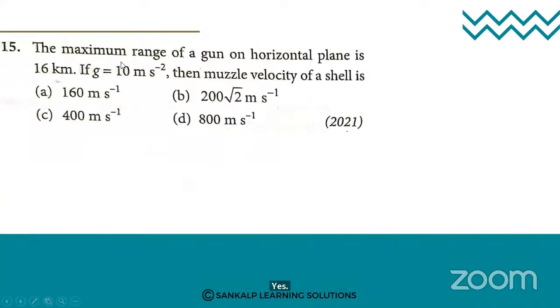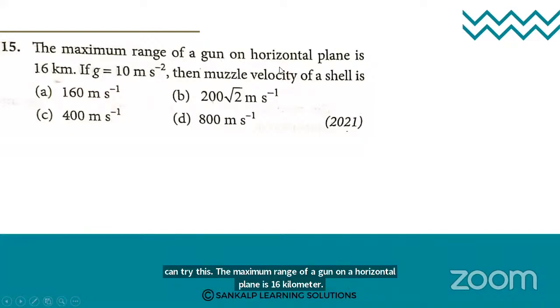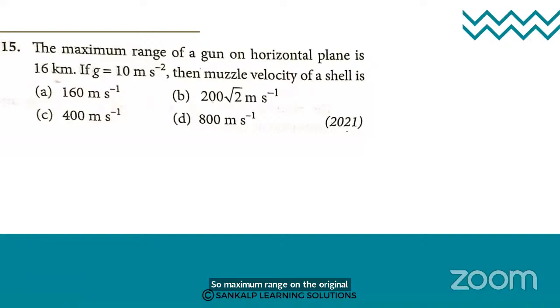Yes, you can try this. The maximum range of a gun on a horizontal plane is 16 kilometer. So maximum range on the horizontal plane, R value is given 16 kilometer, G value is given, then the muzzle velocity of a shell is. So its velocity you need to calculate.